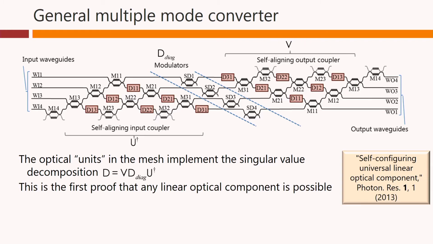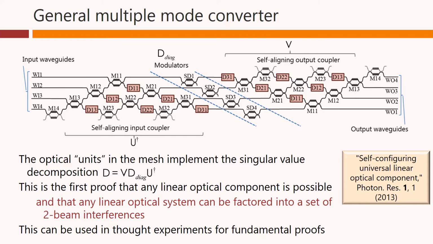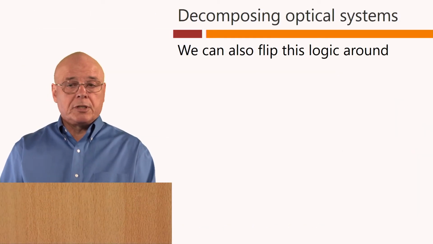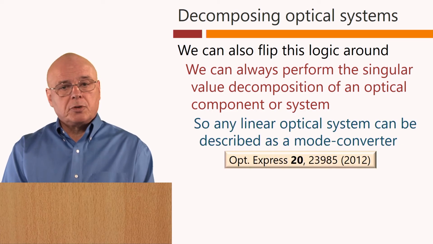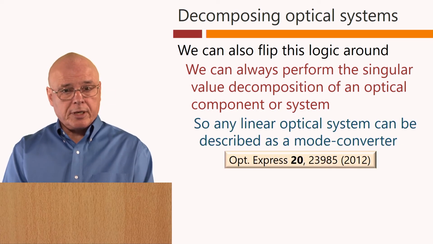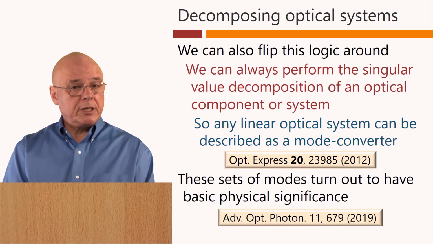This, incidentally, is the first proof that any linear optical component is possible. And incidentally also that any linear optical system can be factored into a set of two-beam interferences, which is something that may not have been obvious to you. This can be used in thought experiments for fundamental proofs as well. We can also flip this logic around. We can always perform the singular value decomposition of any linear optical component or system. So any linear optical system can be described as a mode converter. And these sets of modes that we come up with turn out to have basic physical significance.